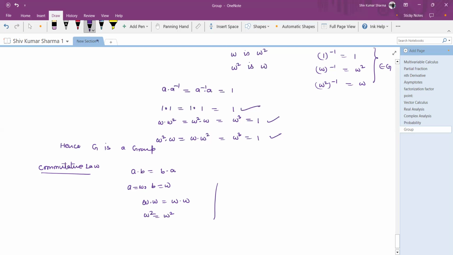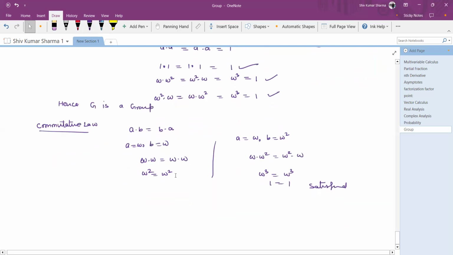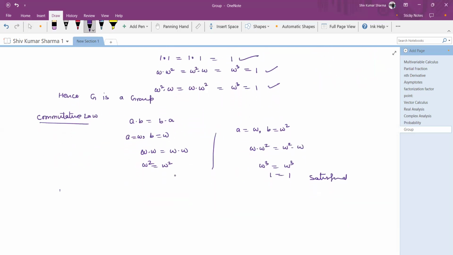Or you can consider A equal to omega, B equal to omega square. So this gives us omega into omega square is equal to omega square into omega. So omega cube is equal to omega cube, meaning 1 is equal to 1, satisfied. So you can take any element, you can take a repeated element, or you can take different elements, so it is always satisfied. Hence we can write G under multiplication is an abelian group.